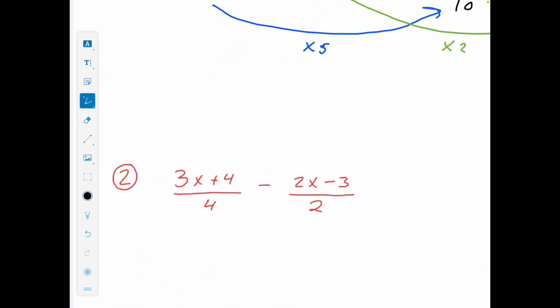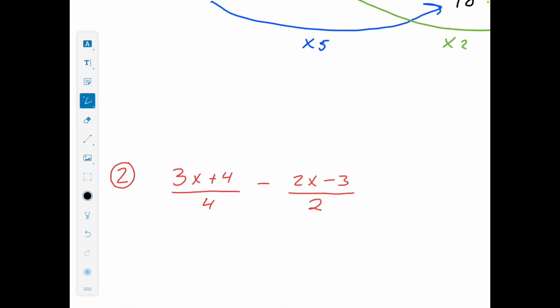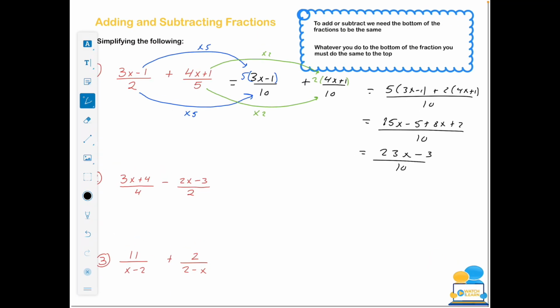We're going to do question 2 here. So we have (3x plus 4) over 4 minus (2x minus 3) all over 2. You need to be a little bit careful here. There's a few minus signs that might catch us out a little bit. Going to do the same approach. What number will 4 and 2 divide into? Or what's the lowest common multiple of 4 and 2? The answer is 4. So I'm going to rewrite both my fractions and put a 4 on the bottom of both.